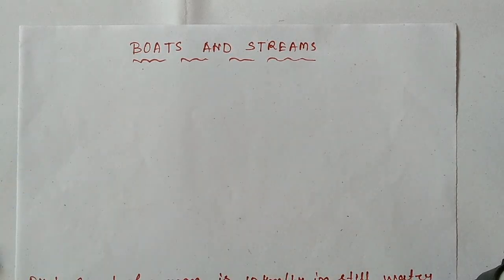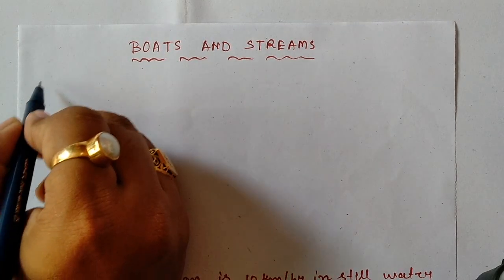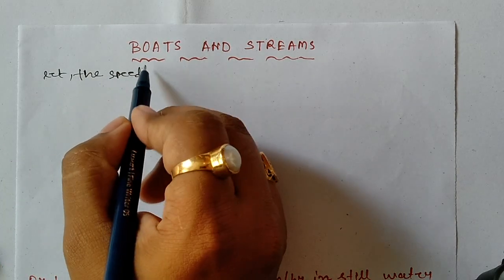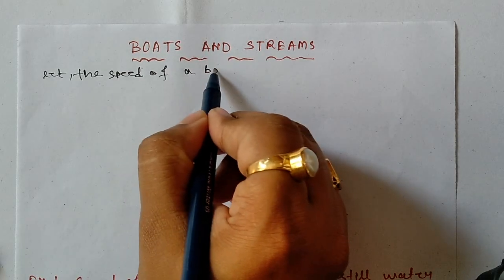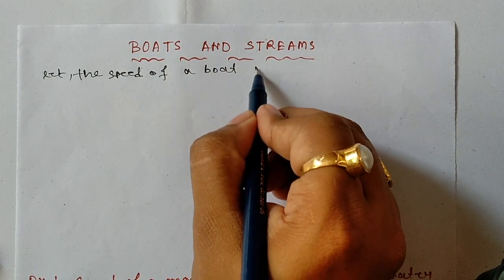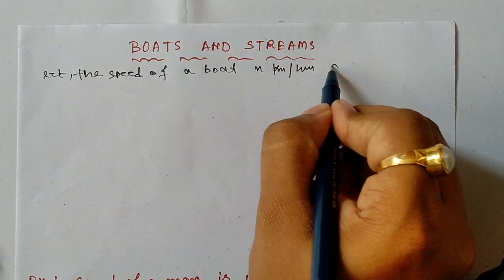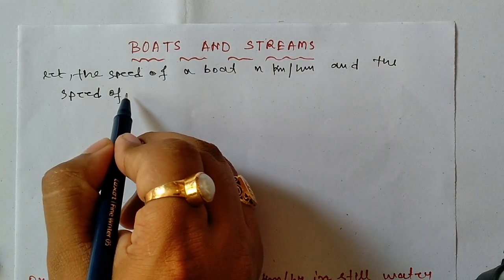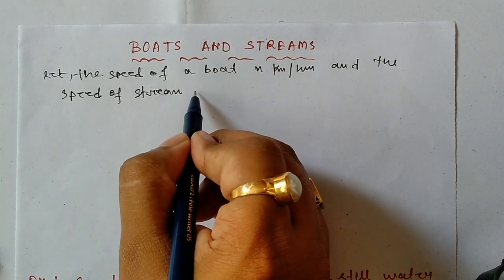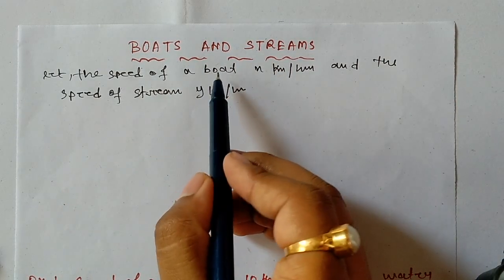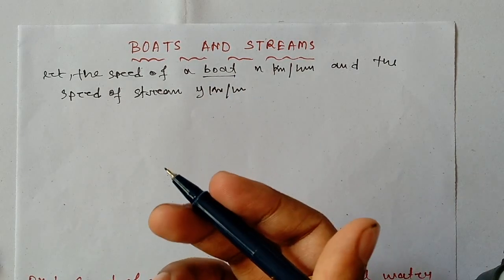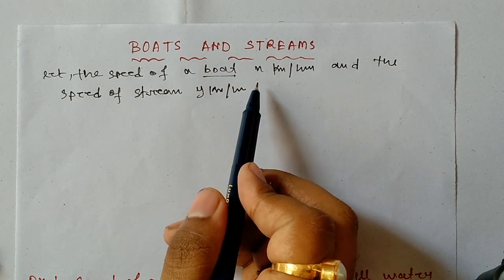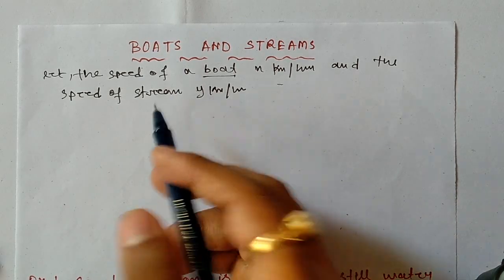Firstly, let's just understand the concepts. Let the speed of a boat be x kilometer per hour, and the speed of the stream be y kilometer per hour. This boat you can consider as a person also. So this can be a boat or a person. Let the speed of a boat or a person be x kilometer per hour and the speed of the stream be y kilometer per hour.